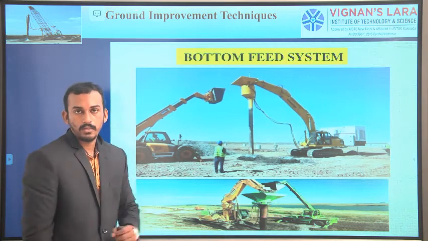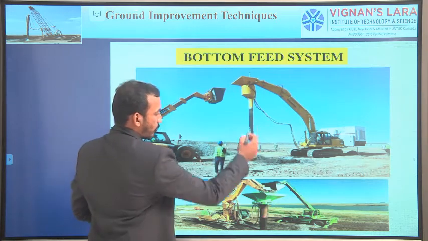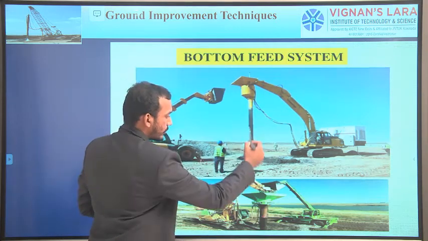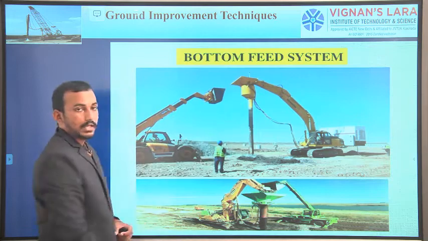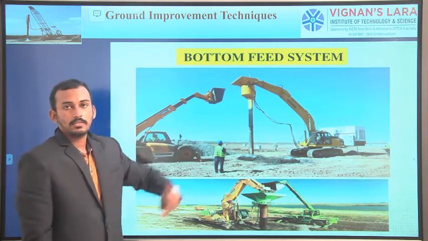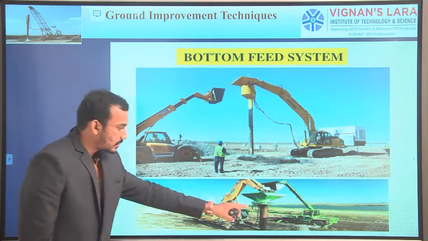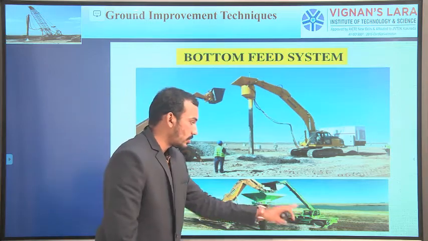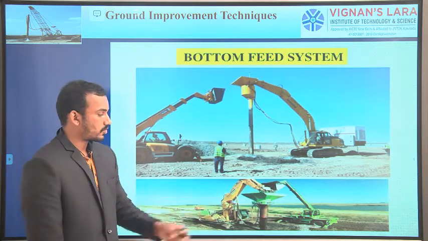See, this is a practical image. This is a probe, and a pipe is connected to it, and the area is enlarged for easy pouring of stones. See, this is another method. By using two stones, we can pour the stones.